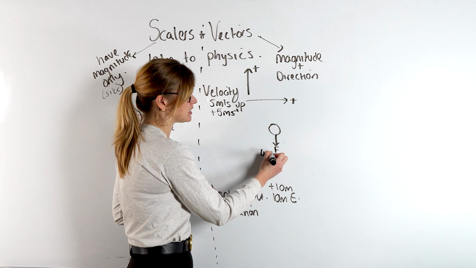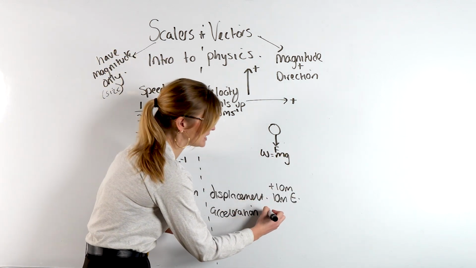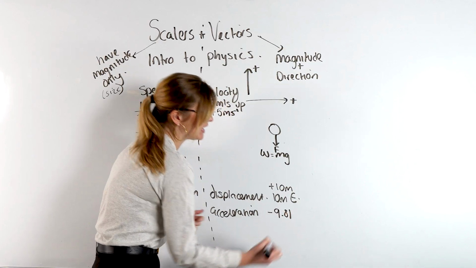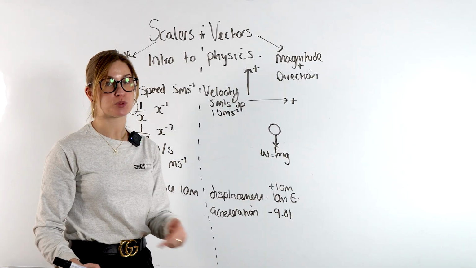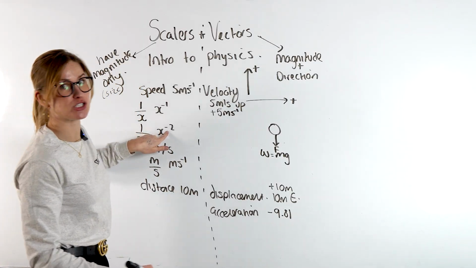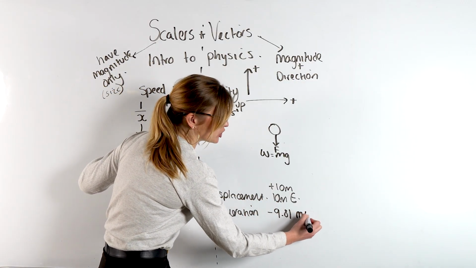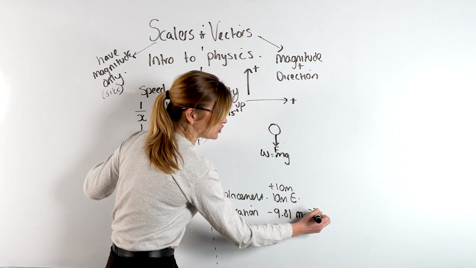And we know that force is W equals mg. So g, we know, is always going to be negative 9.81, and it's negative because it's pulling it down. And again, acceleration was meters per second squared. But again, if we put it over x squared, it's x to the minus 2. So meters per second squared now becomes ms to the negative 2.